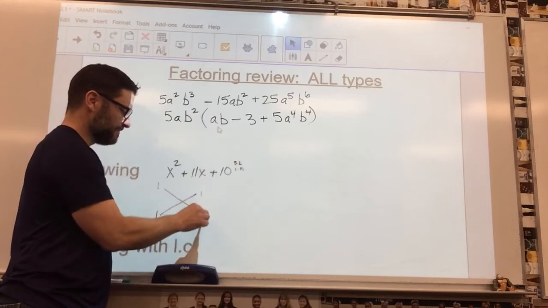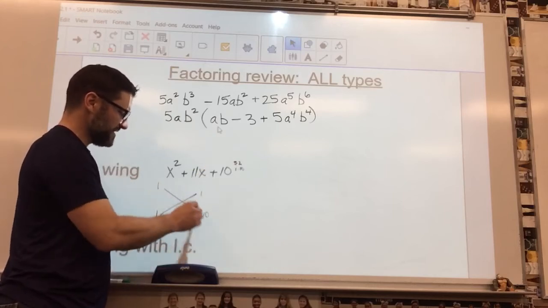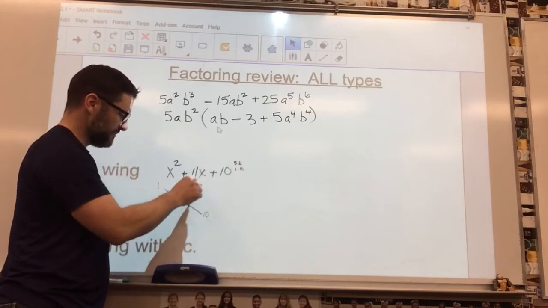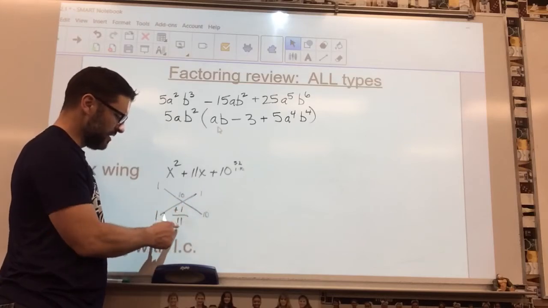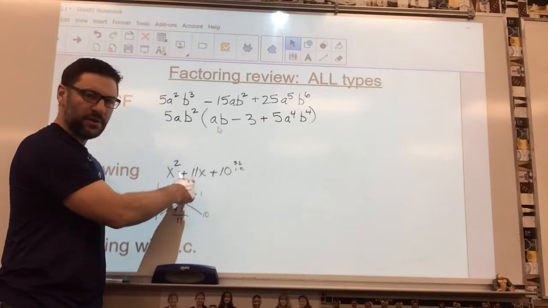I'm going to try 1 and 10. 1 times 10 is 10. 1 times 1 is 1. I add those up, and I get 11. And that 11 is that 11 middle term.